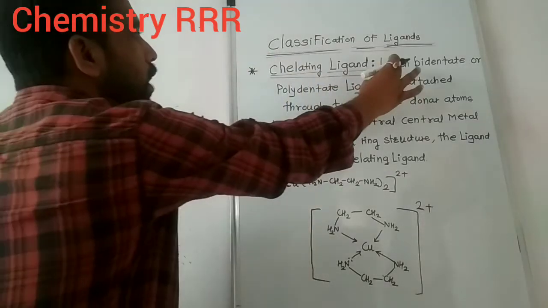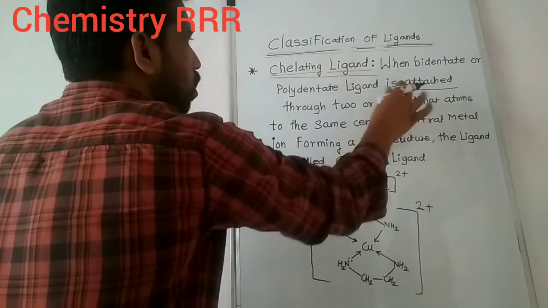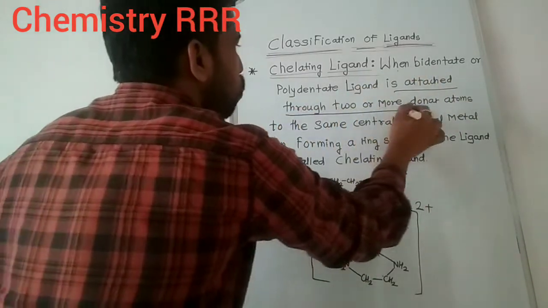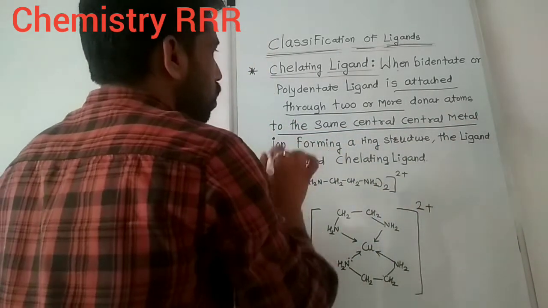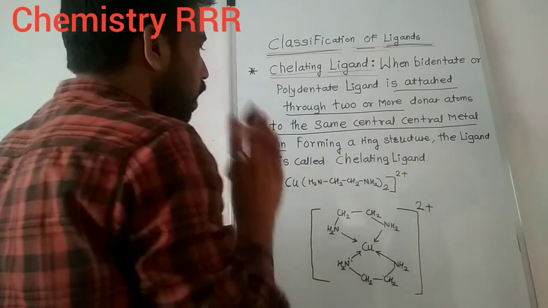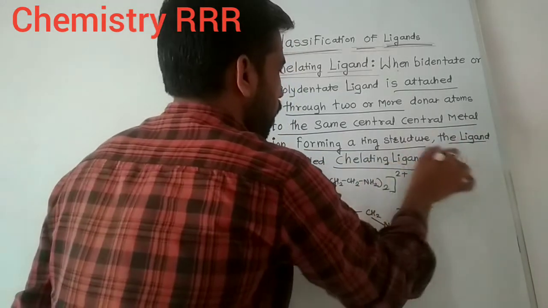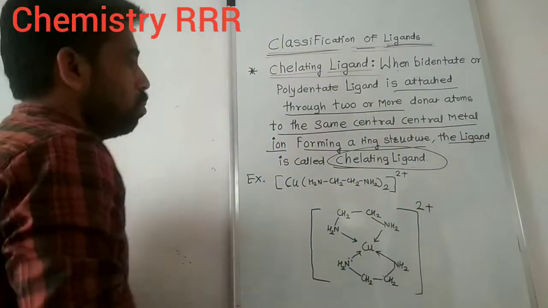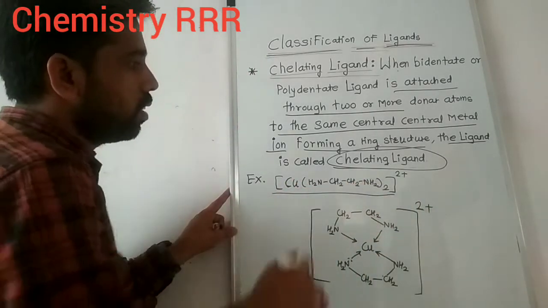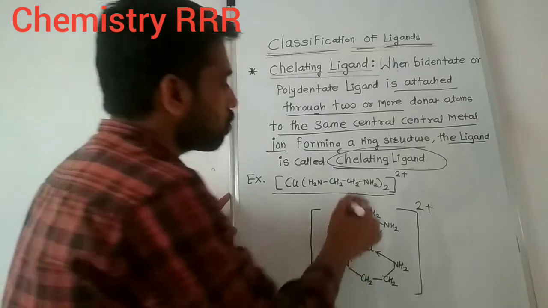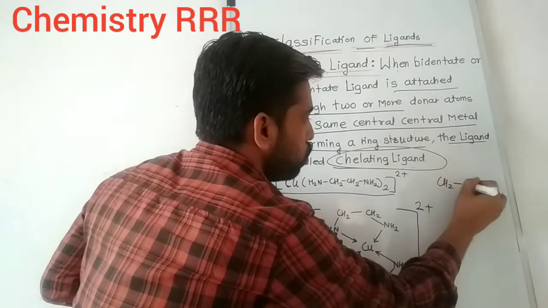Chelating ligand: when a bidentate or polydentate ligand is attached through two or more donor atoms to the same central metal atom or ion, forming a ring structure, the ligand is called a chelating ligand. For example, in this complex the ligand is ethylene diamine, CH2CH2.